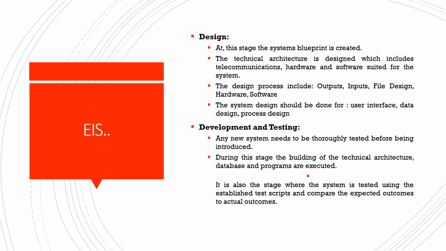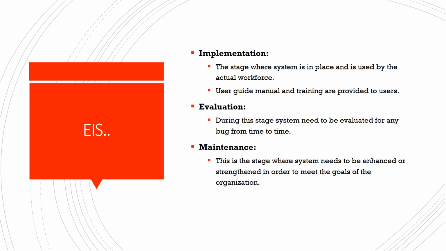Development and testing. Any new system needs to be thoroughly tested before being introduced. Testing is, while you are going to implement, we have to test and see whether it is good or not. During this stage, in the building of the technical architecture, database programs are executed. It is also the stage where the system is tested using the established test script and compared with the expected outcomes. After testing, what we are doing is the implementation. The implementation is the stage where the system is in place and it is used in the actual workplace. User guide manual and training are provided to the users. That is called implementation.